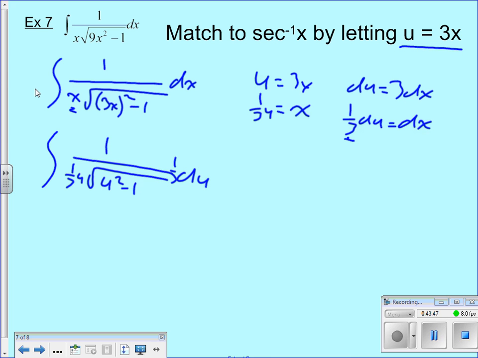Okay, so I have 1 over 3, and then I have 1/3 in my denominator. So I've got a 3 in the denominator and 1/3 in the denominator. What happens to my 3 and my 1/3? They cancel each other out, right? So I have the integral of 1 over u square root u squared minus 1 du. This is the derivative of the inverse secant. You look it up, look up the derivative of the inverse secant.